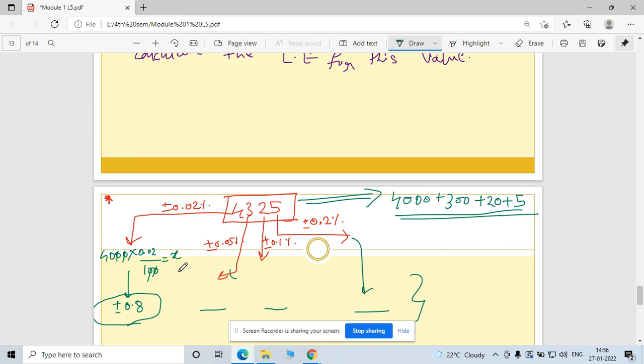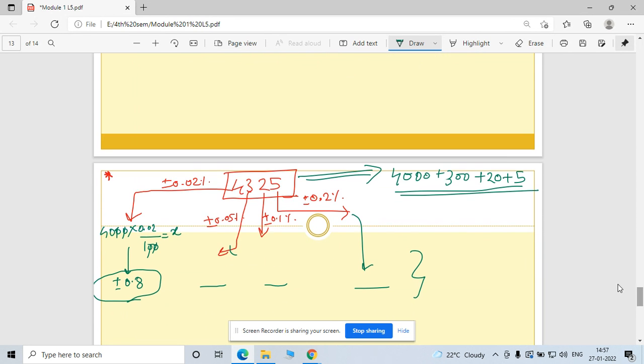Then you need to add all these absolute errors, because for making this 4325 you need to add 4000 plus 300 plus 20 plus 5. So each of these quantities has some error which we are finding here. Now that is the absolute error. So at last you need to add all four quantities, because we are performing addition here. So what you get at last is 4325 plus minus of the addition of all these quantities. Okay, addition of all these quantities.